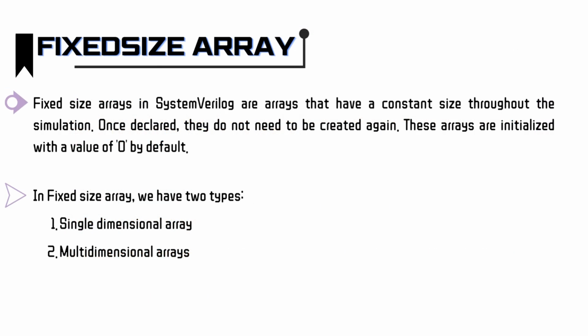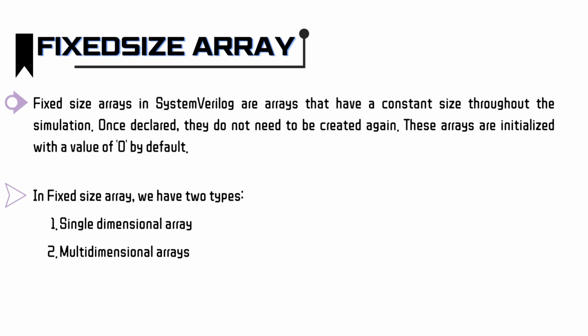A fixed-size array is a data structure used to store a collection of elements of the same data type, where the size of the array is determined at the time of declaration and remains constant throughout the simulation. Fixed-size arrays can be single or multidimensional, and elements can be accessed using index values. They are commonly used to implement algorithms and data structures, and are initialized with default values of 0.